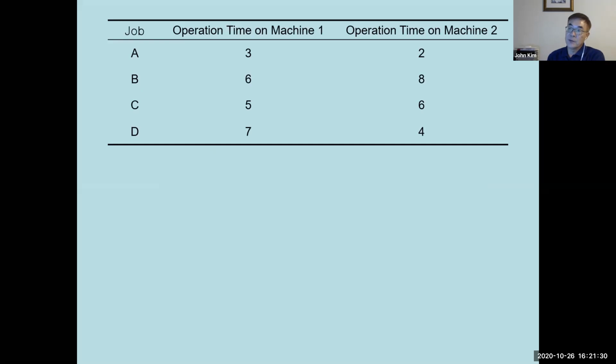Step 1, among the operation times 3, 2, 6, 8, 5, 6, 7, 4. Among those, this one is shortest. So take job A.